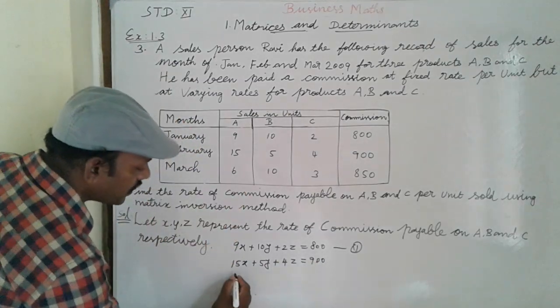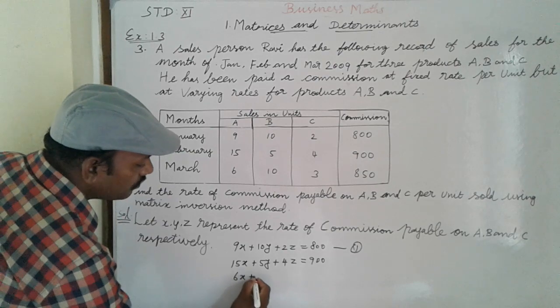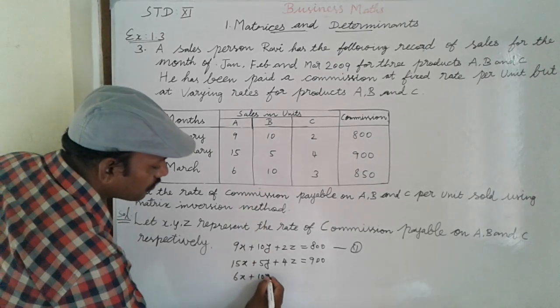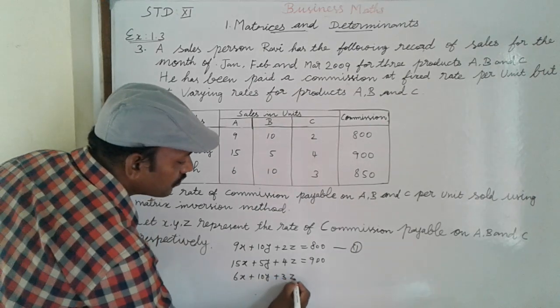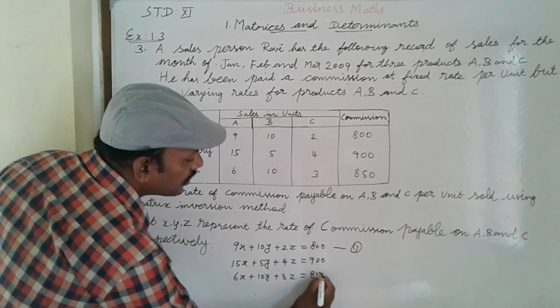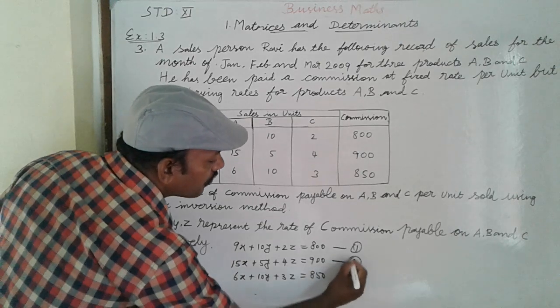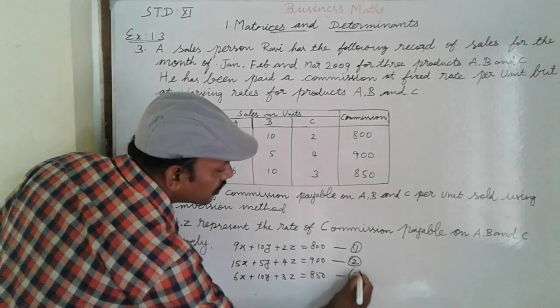Next, 6x plus 10y plus 3z equal to 850. This is the third equation.